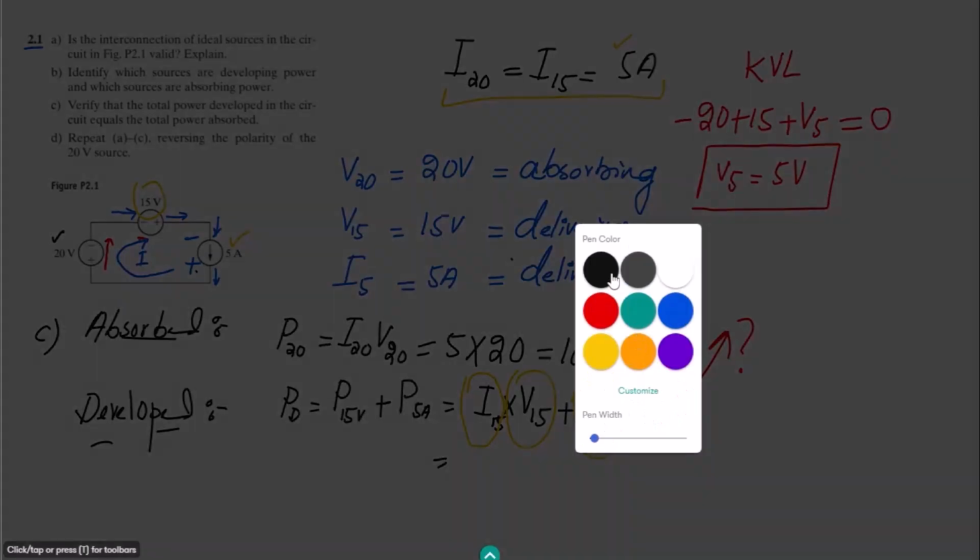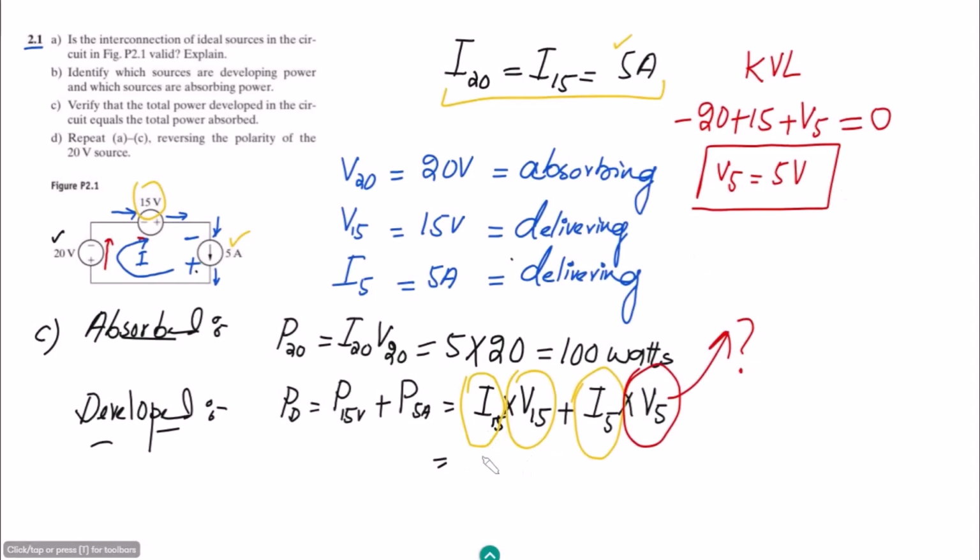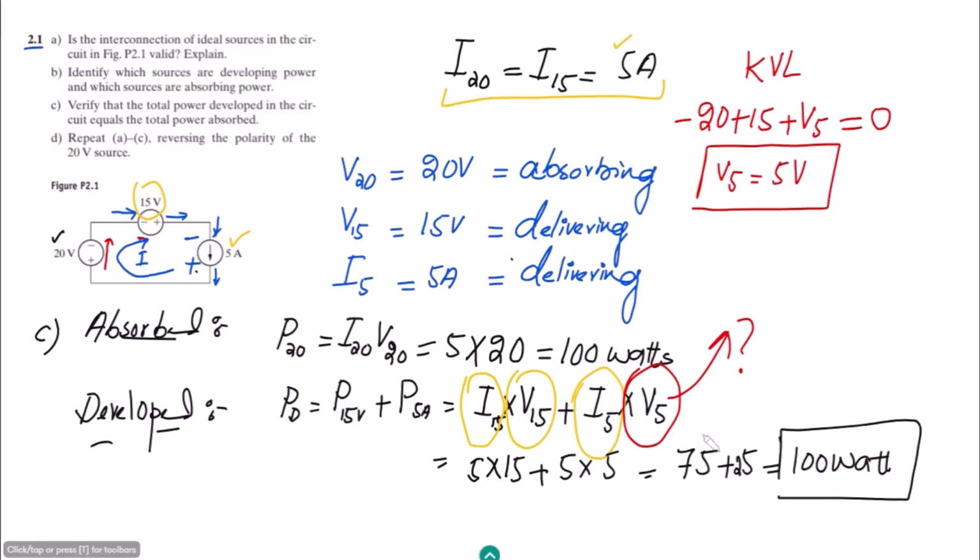Okay, so let me write these values here as we have found them. This is 5 multiplied by 15 plus 5 multiplied by 5. So it would be 75 plus 25, which is 100 watts. So this one is equal to the other, so both the power developed and the power absorbed are the same. This is what we have from part A to part C.